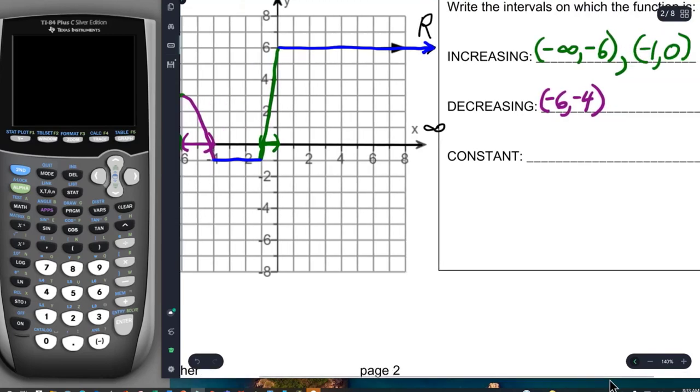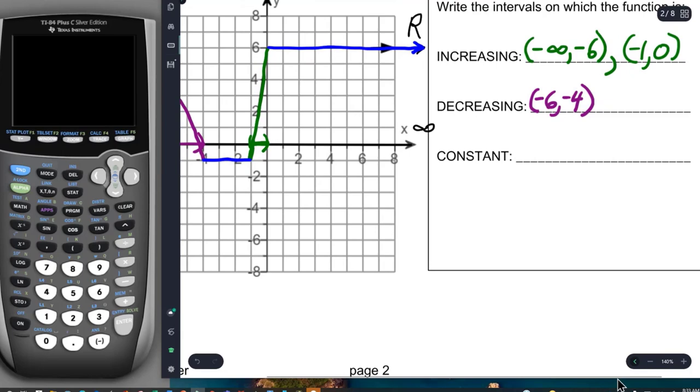Now let's move over so we can see everything. Switching to blue for constant. Okay, so the graph is constant and it matches up with the x-axis between negative 4 and negative 1. So negative 4 to negative 1. Let me write that down. Comma, so I won't forget and make a U.